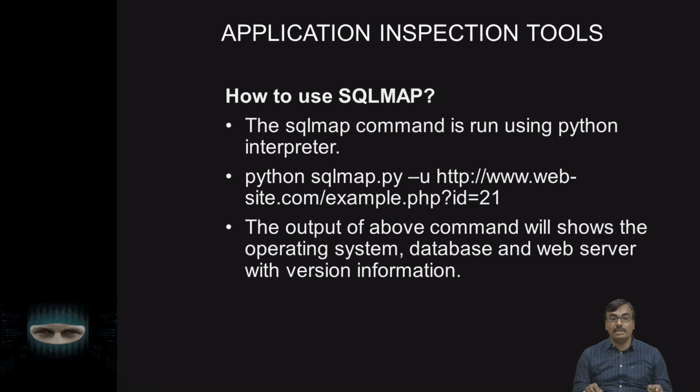So here you can see how we can execute SQLMap: python sqlmap.py -u, then URL. -u is nothing but a URL. Here I have to provide the whole http:// URL with id equal to 21. The output of the above command will show the operating system, database and web server with version information.